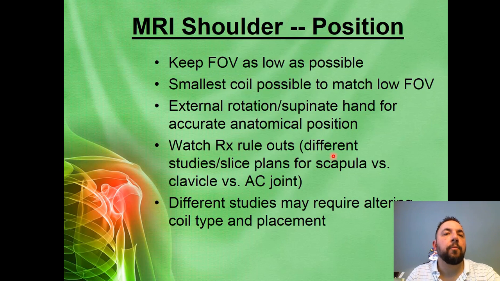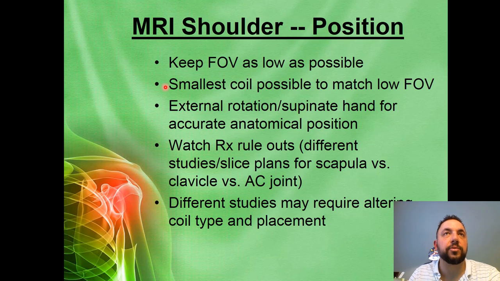In shoulder, we want to keep the field of view as low as possible. We do want to utilize the smallest coil possible to match that small field of view. You don't want to select an abdominal coil or a torso coil when trying to image a 16 or 14 centimeter field of view. You won't have optimal signal. Instead, a dedicated shoulder coil or a flex coil in that region.